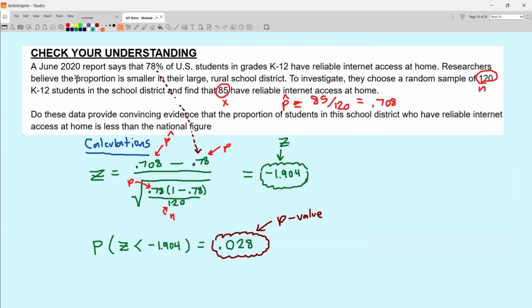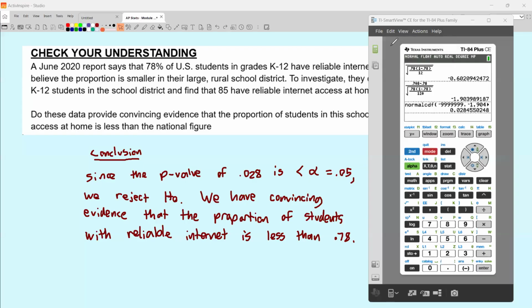All right, so let's make our final conclusion. Since our p-value is relatively small, less than 5%, we're going to reject the null. In this case, we have convincing evidence that the alternative is true. So we have convincing evidence that the true proportion of students with reliable internet at this district is less than 78%.